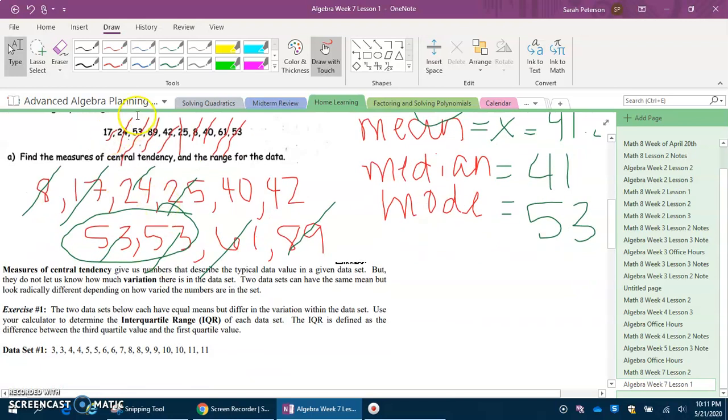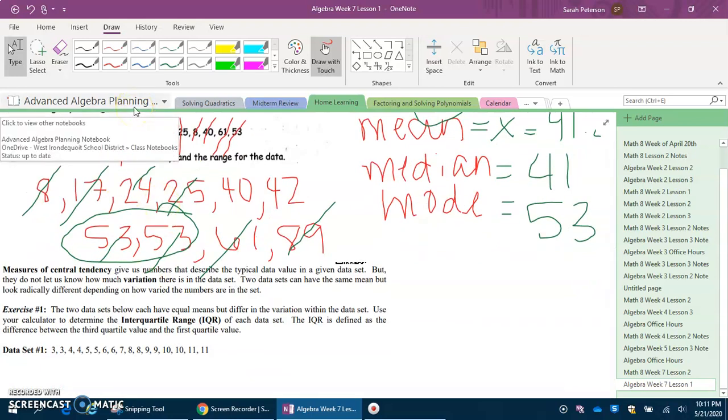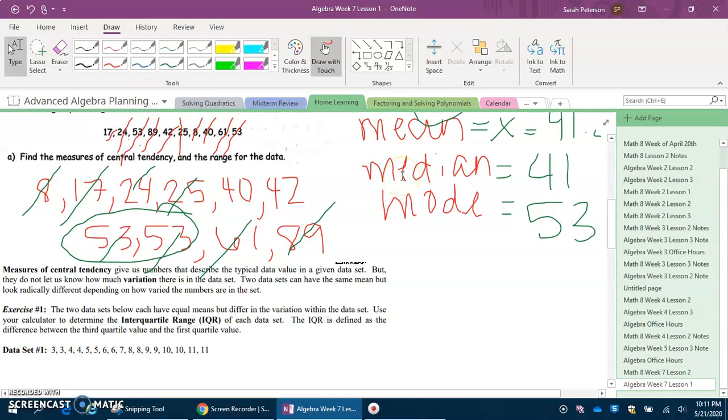Okay, so a little reading here, but measures of central tendency give us numbers that describe the typical data value in a given data set, but they do not let us know how much variation there is in a data set. So two data sets can have the same mean, but look radically different depending on how the numbers are varied. So the data sets below have equal means, but differ in variation within the data set. Use your calculator to determine the interquartile range of each data set. The interquartile range is defined as the difference between the third quartile value and the first quartile value.